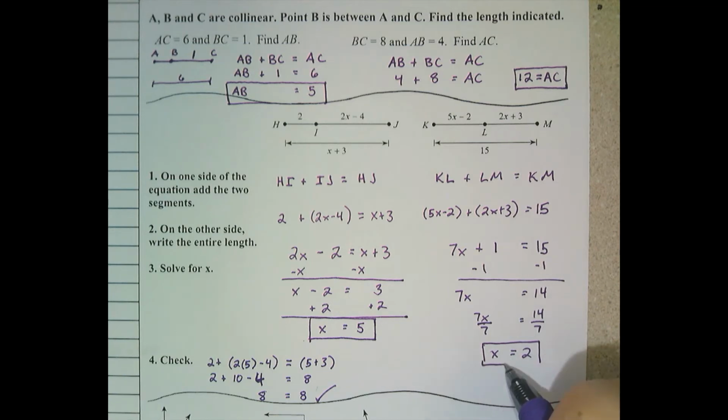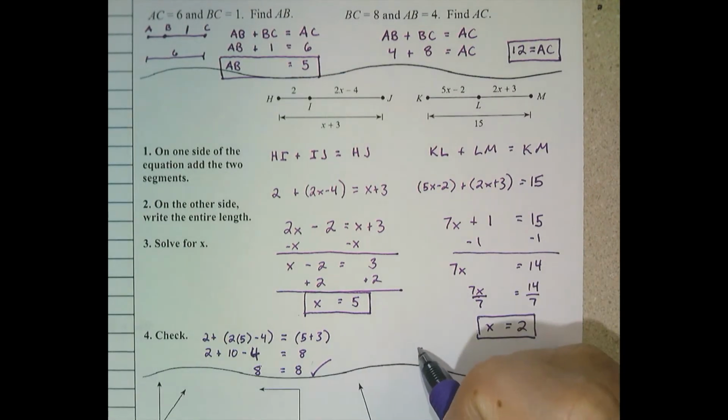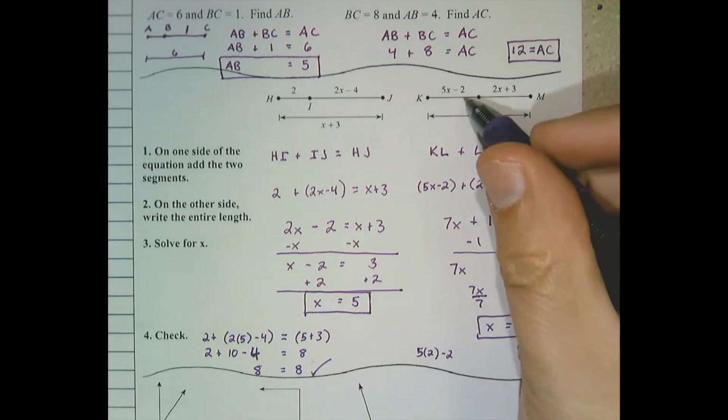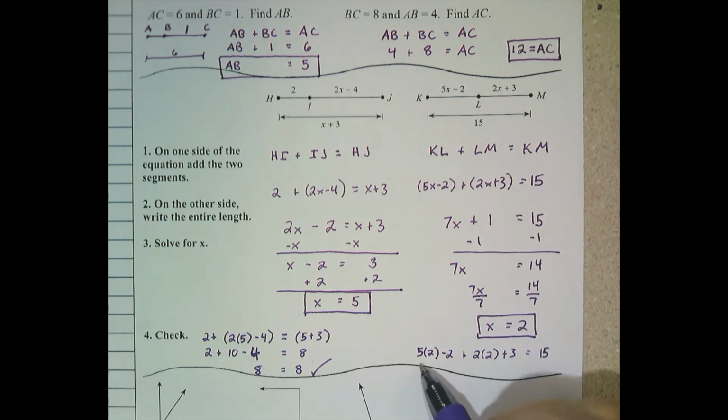And again, we should check to see that we have done this problem correctly. 5 times 2, subtract 2, plus 2 times 2 plus 3 is equal to 15. 10 minus 2 is 8. 4 plus 3 is 7. 8 plus 7 does equal 15. So it checks out.